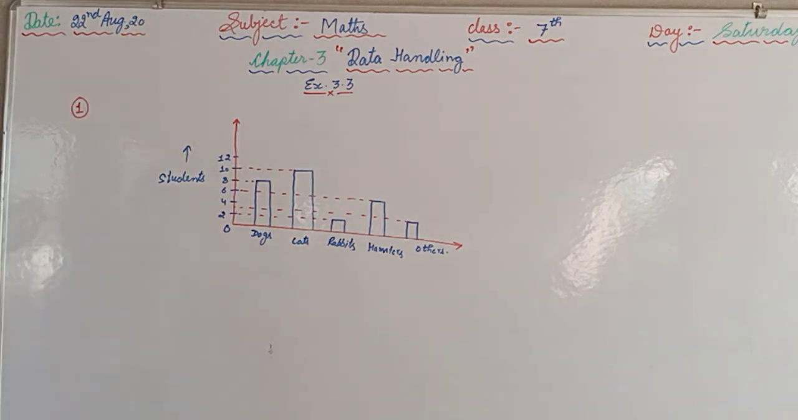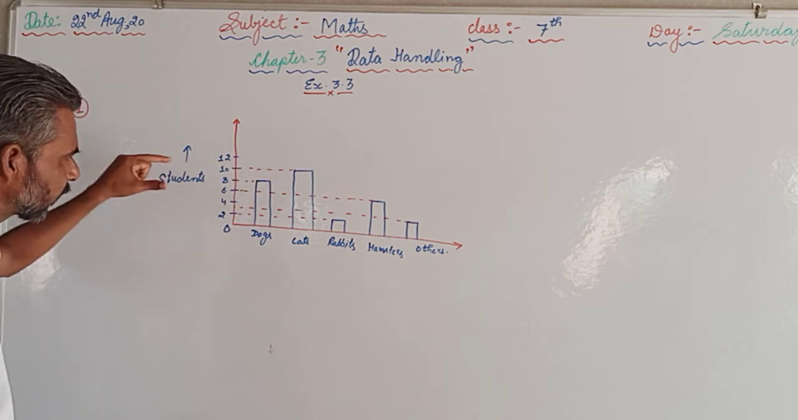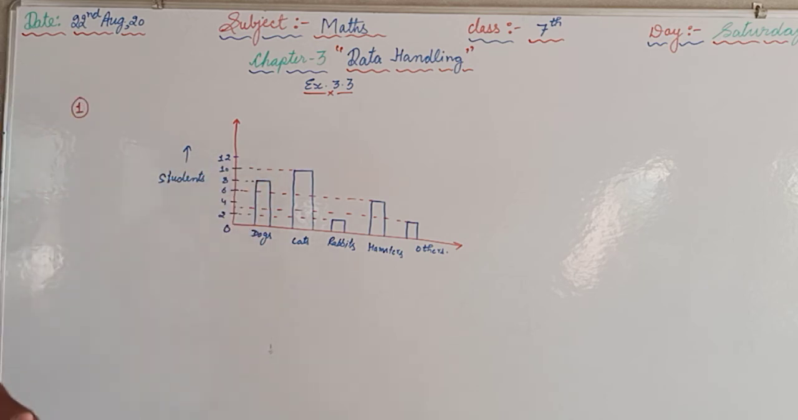The second one, how many students have dog as pet? So dog, where is dog? Dog is here. So if we check on the vertical axis, that will be 8. So 8 students are there who have a dog as pet. So like this only we are supposed to observe the given graph and then answer the questions. In question number 2, again the graph is given there.